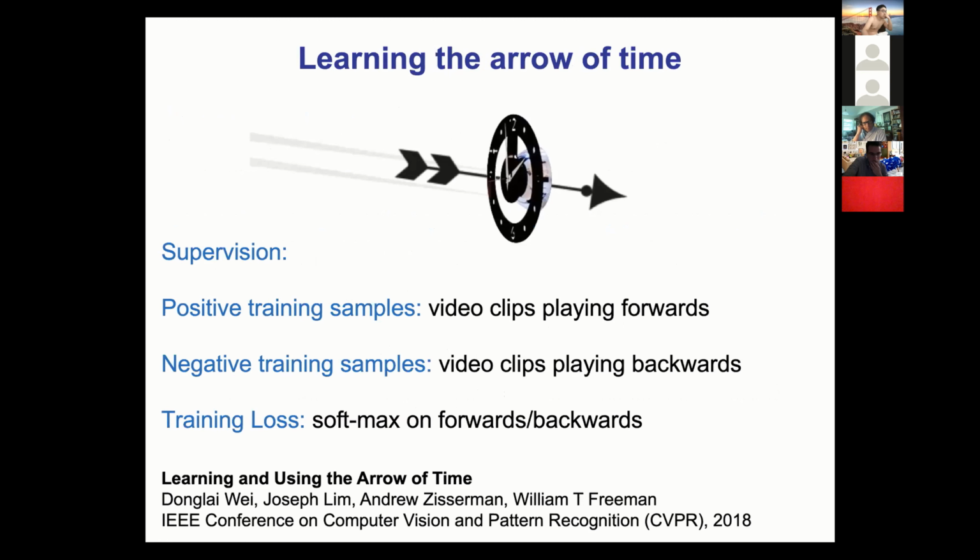So here's the plan. We want to get some video clips playing forwards and get negative training examples of video clips playing backwards, and have a loss to train a network to detect when they're going forwards and when they're going backwards.